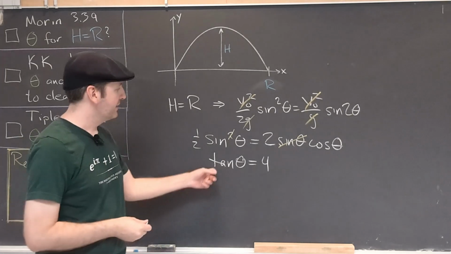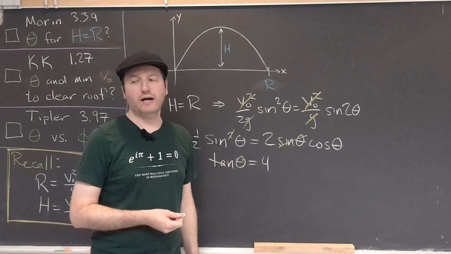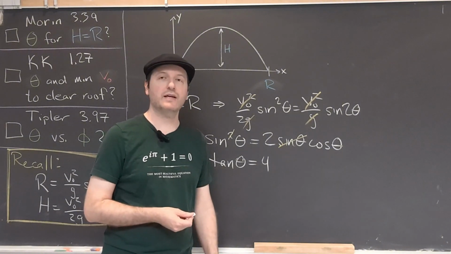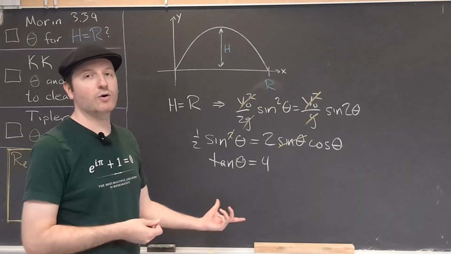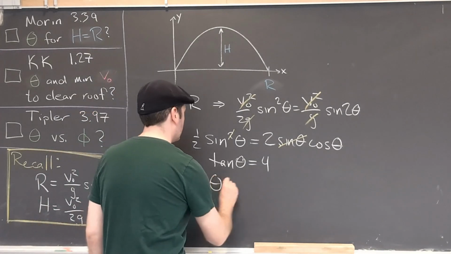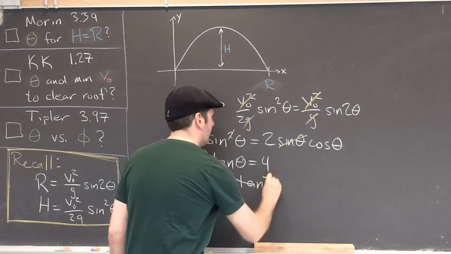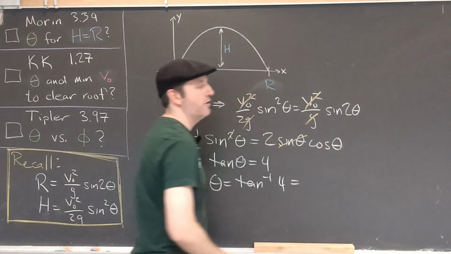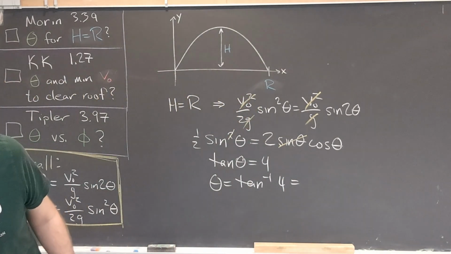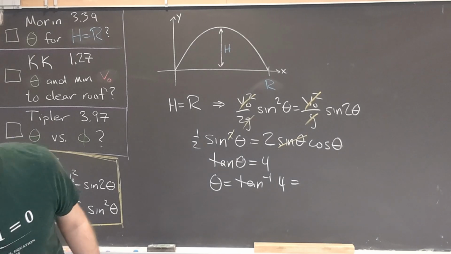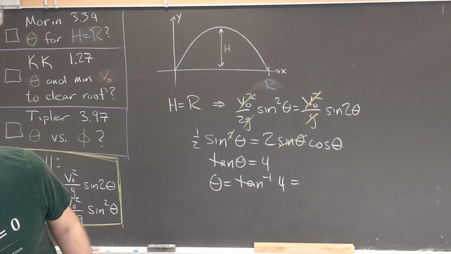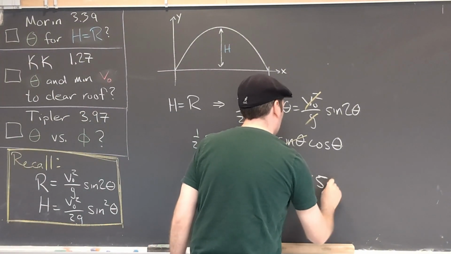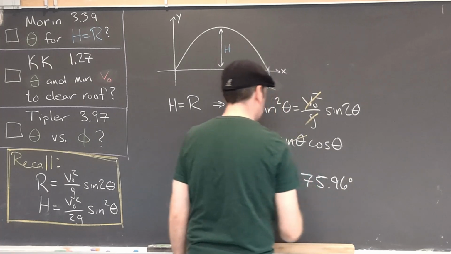Now unfortunately, solving this is not trivial. I don't believe there's any simple expression for what the theta should be, but we can go ahead and take the arctangent to get that theta is the arctangent of 4. And if we plug that into a calculator, we get a value, I have to go remind myself, is about 75.96 degrees.